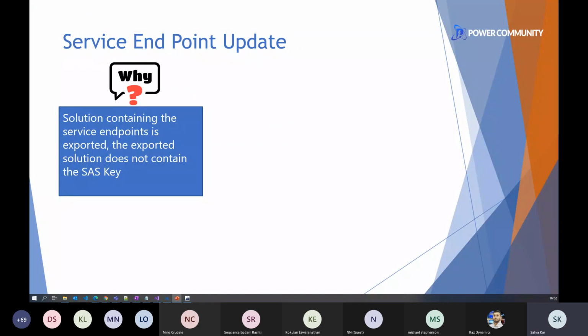The people who are from Dataverse might already be aware of the challenges, that is, why we need to make the update. Even if the service endpoint is a solution-aware component, when you import the solution into your target, it doesn't export the SAS key. That means, first of all, your SAS key would be empty in your target. Secondly, the name of the queue or topic, the contract name, can be different, even if you have multiple tenants. So there could be a different namespace. So you need to update the details after the solution gets imported, right?